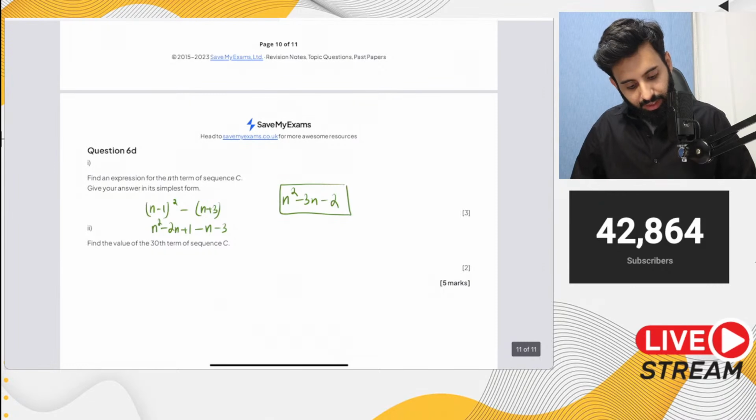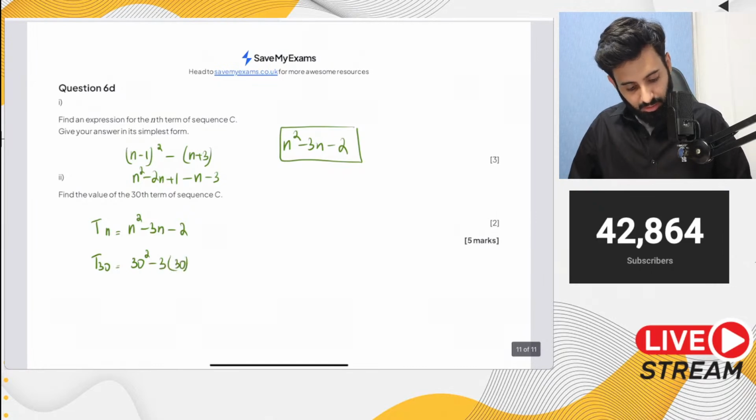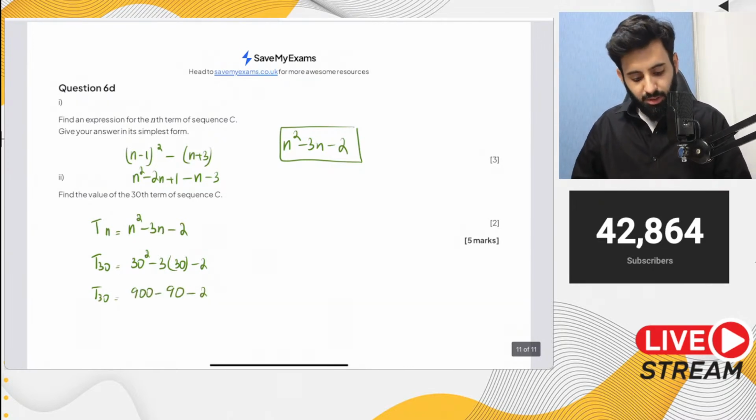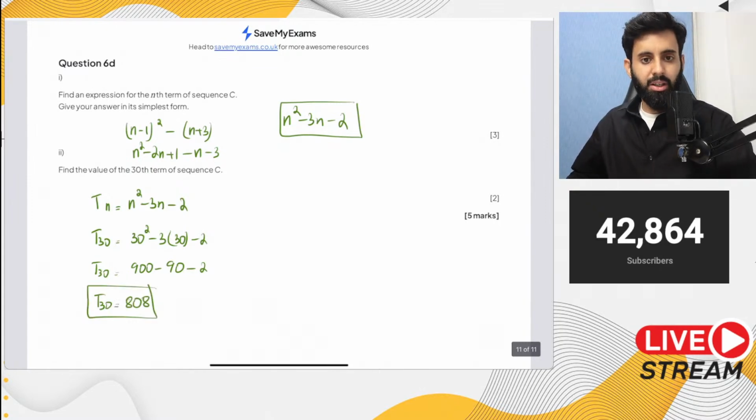Okay, then it says find the value of the 30th term of sequence C. Okay, so for sequence C, what you have to do is directly plug in 30 in place of n. So n squared minus 3n minus 2 is Tn. So T30 means just plug in 30 in place of n. So 30 squared minus 3 into 30 minus 2. Okay, so let's work this out. 30 squared is 900 minus 90 minus 2. Now, one thing I really like about IGCSE is calculator is allowed. There's no need to strain your brain too much. So there you go. 808 is your final answer.